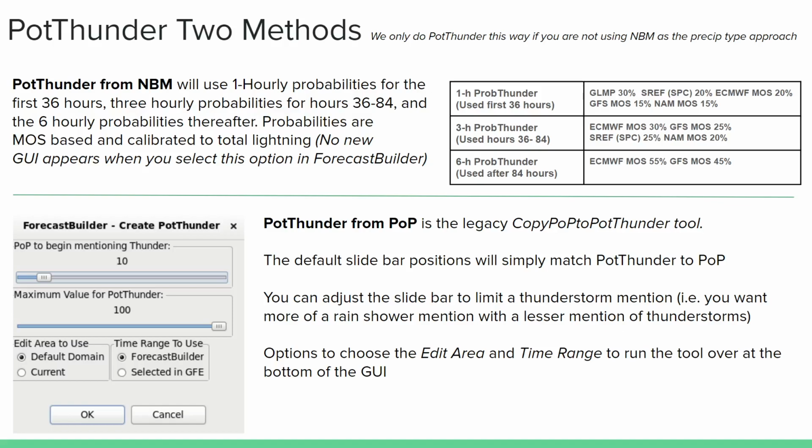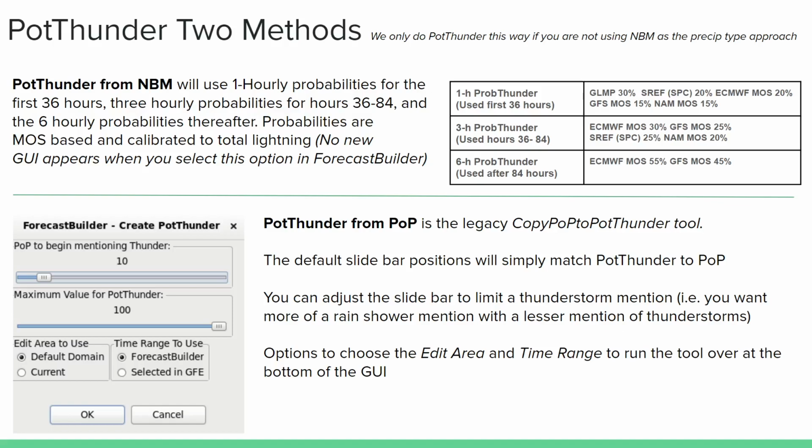This uses the MOS-based calibrated total lightning data that's available from the various sources on the right, which you can see in the table. 1 hour probabilities for the first 36 hours, 3-hourly for hours 36 to 84, and 6-hour probabilities after 84 hours. The probabilities, again, are MOS-based, calibrated to total lightning. No GUI is going to appear when you select this option in ForecastBuilder. These probabilities will simply be populated in as delivered from the NBM.